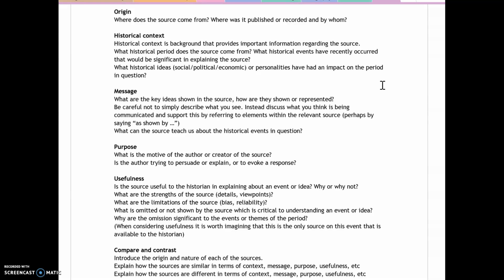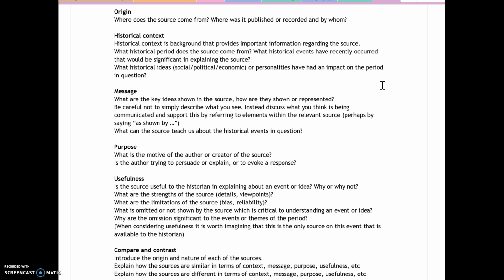Okay, so for instance, if you go back to one of the pictures, the little boy standing on the spinning jenny, the message of that source is not that there is a child working in a factory. The message is that children as young as 3 or 5 were used as operators of machinery. So it's kind of similar, but you're not just describing what you see. Discuss what you think is being communicated and support this with examples from the source.